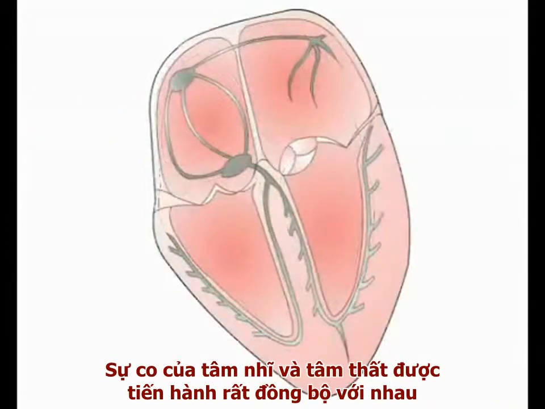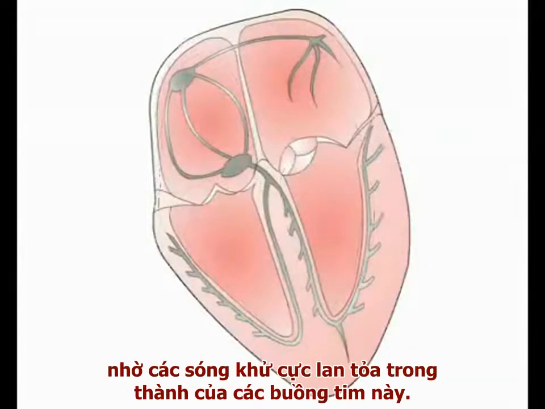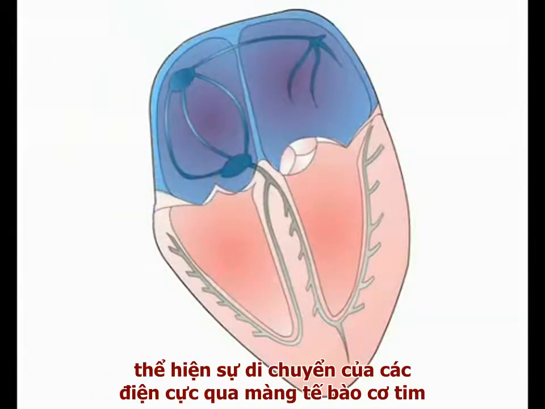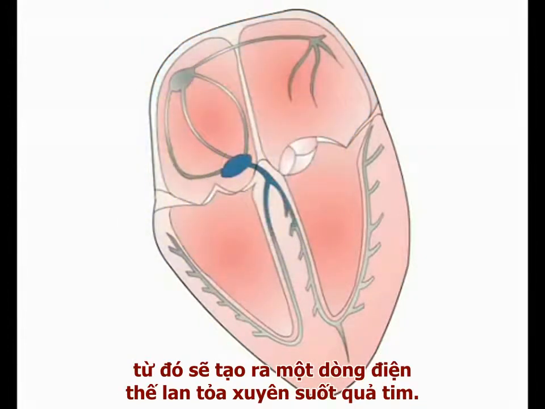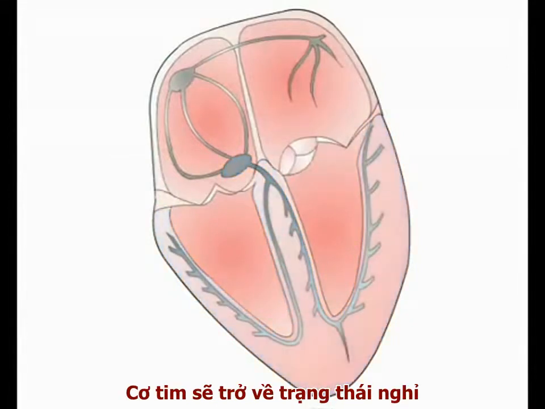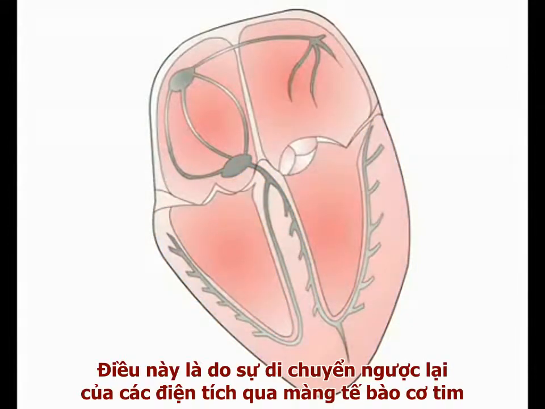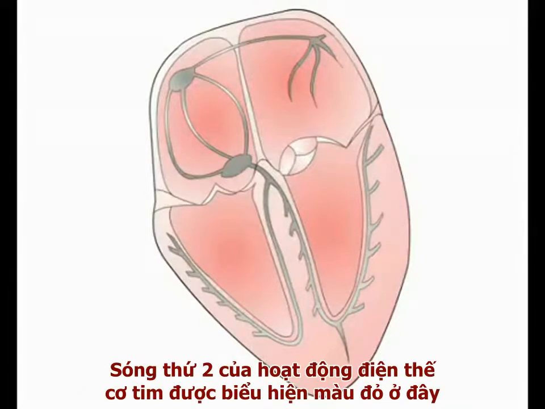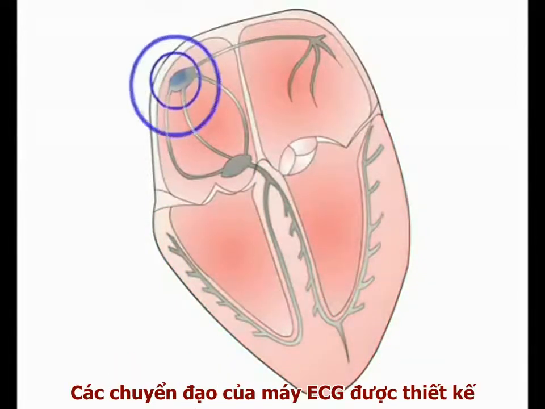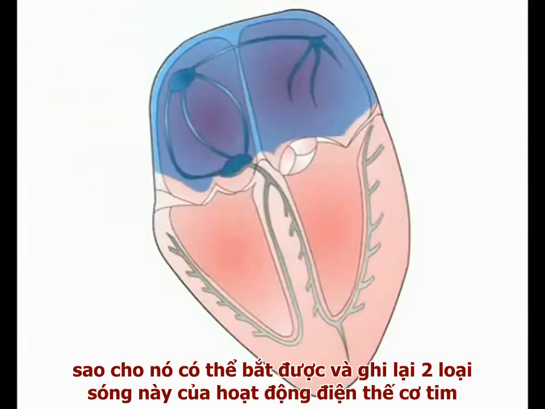Contraction of the atria and ventricles is tightly coordinated by a wave of depolarization spreading through the muscular walls of these chambers. The depolarization wave, seen here in blue, reflects movement of charge across myocyte membranes and is in effect an electrical current spreading through the heart. Following systole, cardiac muscle returns to a resting state, and this is associated with reversal of the movement of charge across the myocyte membranes. This second wave of electrical activity, seen here in red, is termed cardiac repolarization. The leads of the ECG machine are designed to detect and record these two waves of cardiac electrical activity.